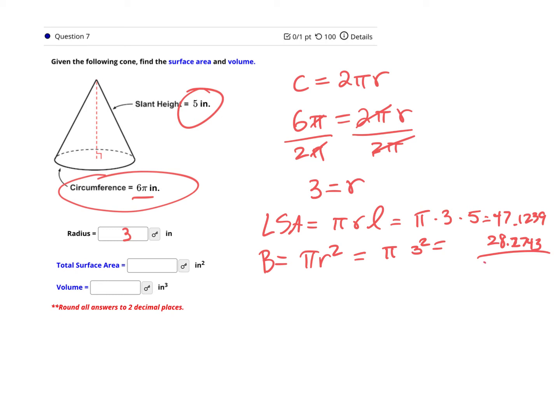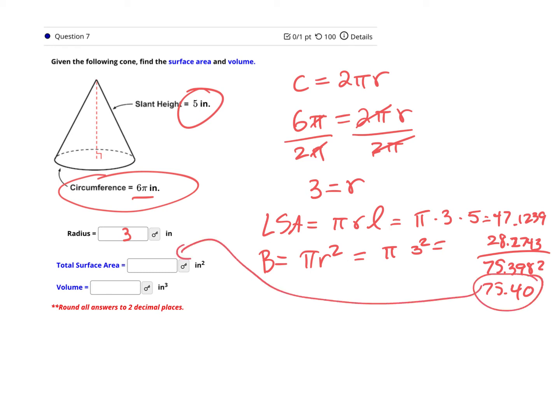When I do that, I'm going to end up with my total surface area of 75.3982. So if I round that to 2 decimal places, 75.398 would actually round up to 75.40. So that's going to be my total surface area.